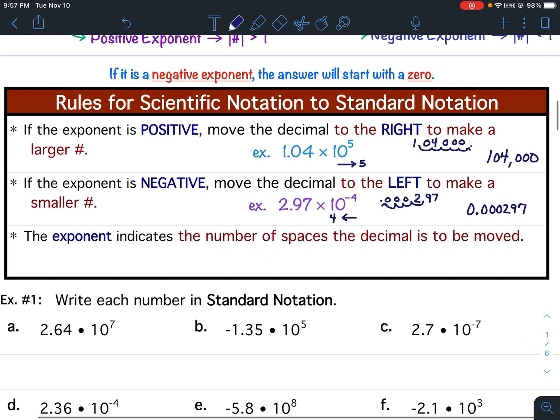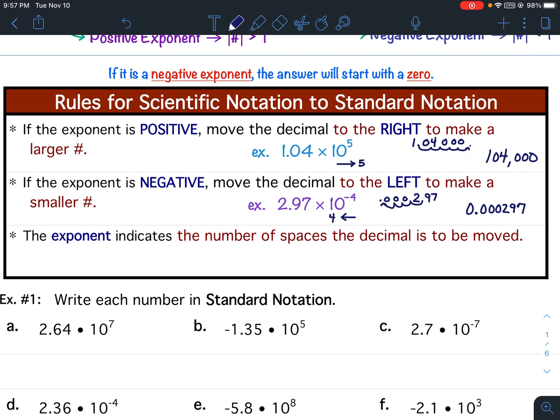Take a moment, pause your video, and make sure you get all of this written down. If you have any questions of changing a number from scientific notation to standard notation, please let me know.